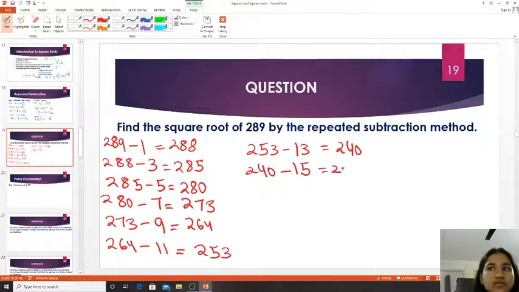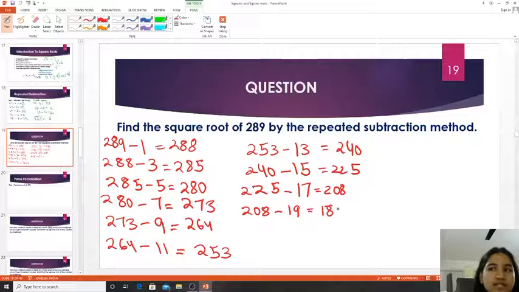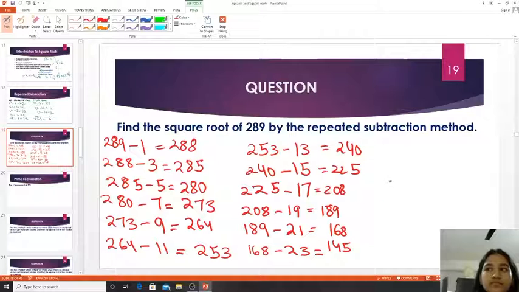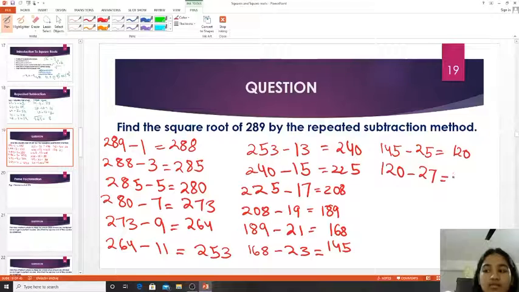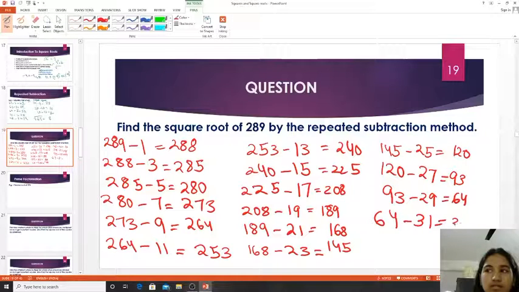240 minus 15 equals 225. 225 minus 17 equals 208. 208 minus 19 equals 189. 189 minus 21 equals 168. 168 minus 23 equals 145. 145 minus 25 equals 120. 120 minus 27 equals 93. 93 minus 29 equals 64. 64 minus 31 equals 33, and 33 minus 33 is equal to 0.